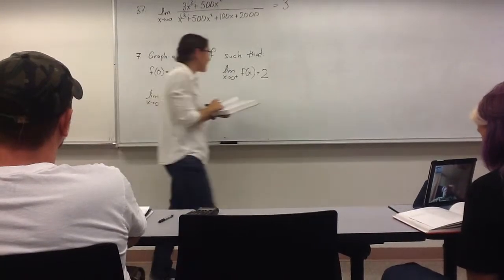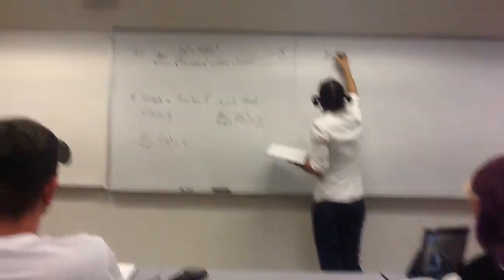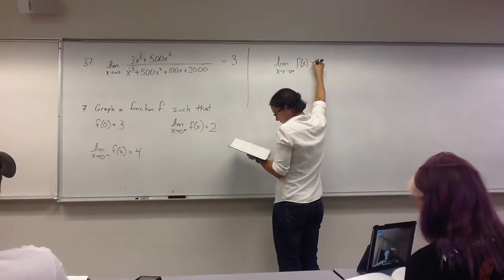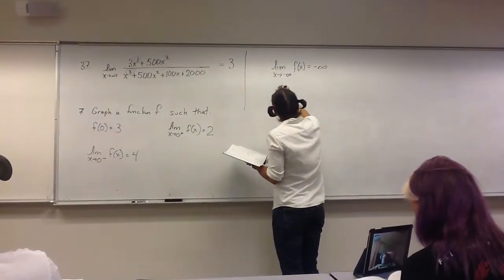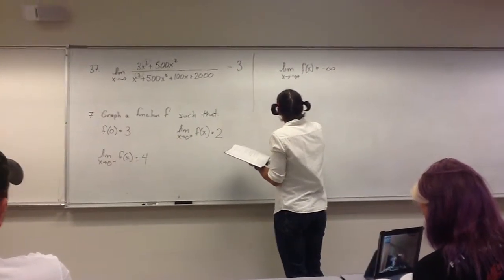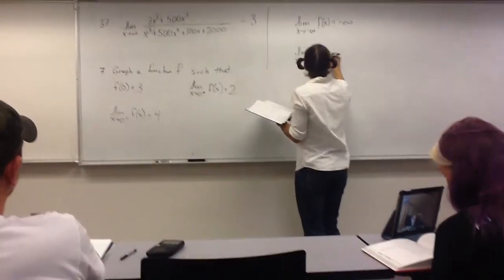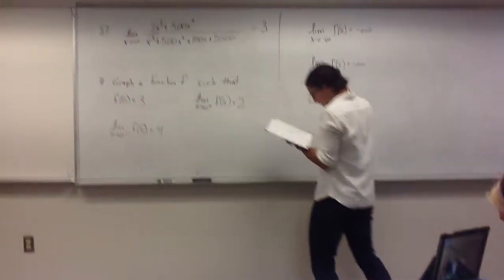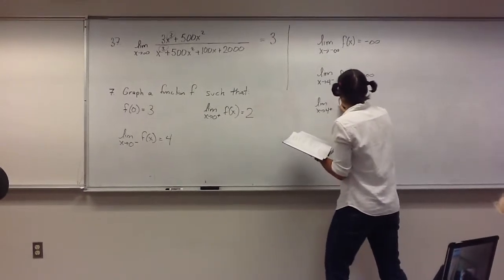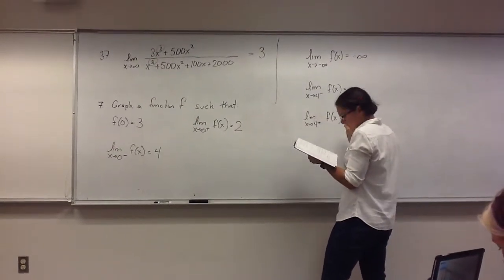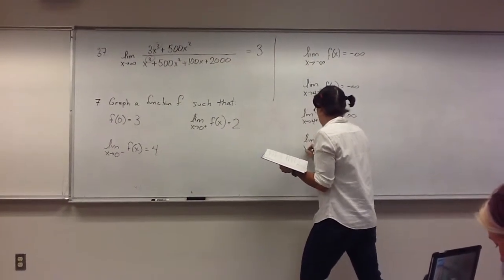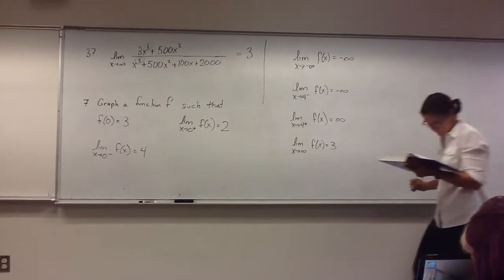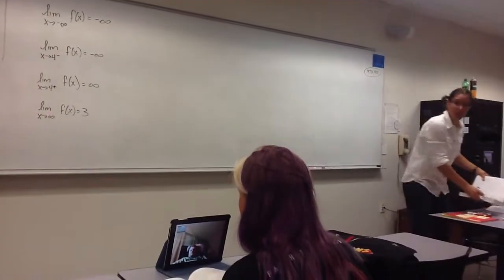Okay, and we have 4 more requirements here. We also have the limit as x approaches negative infinity of f of x is equal to negative infinity. The limit as x approaches 4 from the left of f of x is equal to negative infinity. The limit as x approaches 4 from the right of f of x is equal to positive infinity. And the limit as x approaches positive infinity of f of x is equal to 3. Okay, so we have quite a few requirements here for our particular function.